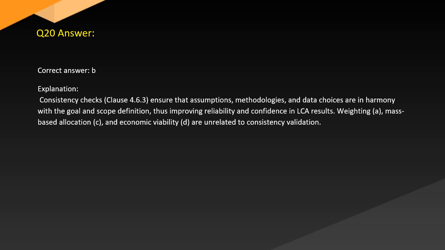Answer. Correct answer: B. Explanation. Consistency checks, Clause 4.6.3, ensure that assumptions, methodologies, and data choices are in harmony with the goal and scope definition, thus improving reliability and confidence in LCA results. Weighting (A), mass-based allocation (C), and economic viability (D) are unrelated to consistency validation.